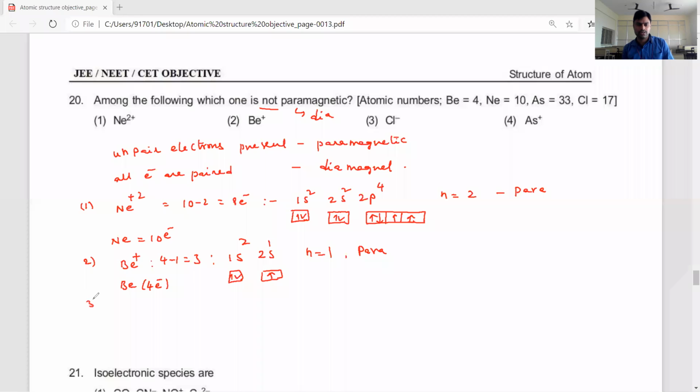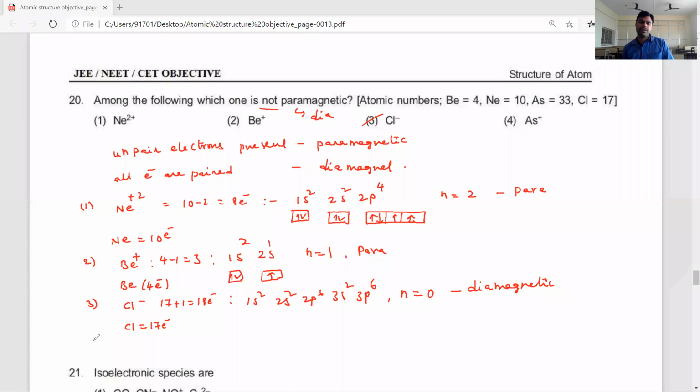Let's see the third option, Cl minus. Chlorine has 17 electrons, so Cl minus has 17 plus 1, which is equal to 18 electrons. 18 electrons means argon configuration: 1s2, 2s2, 2p6, 3s2, 3p6. Completely filled, which means n is equal to 0. Hence it is diamagnetic. So Cl minus is not paramagnetic.